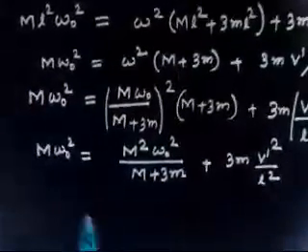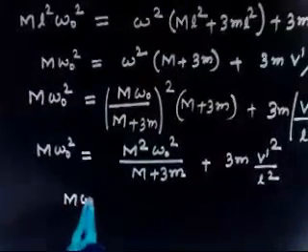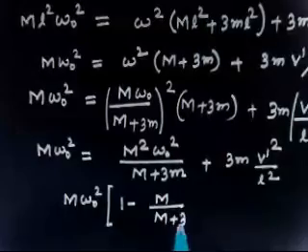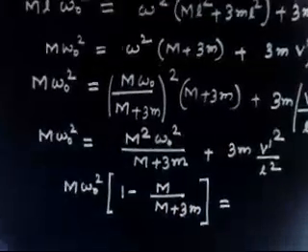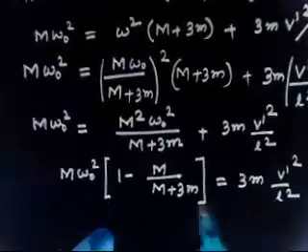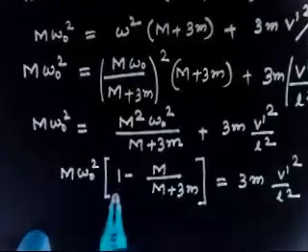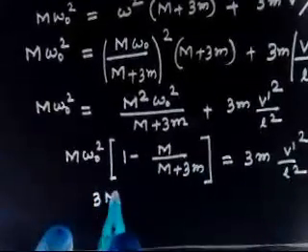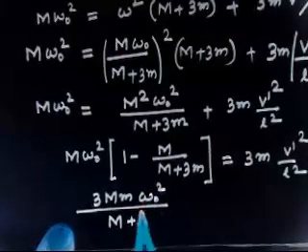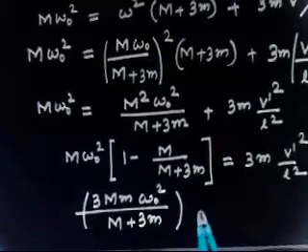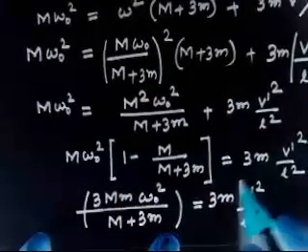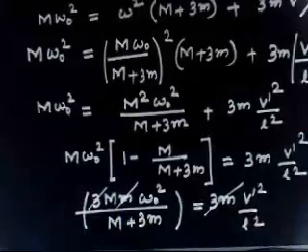Now if I take this side, I will have m omega naught whole square common, 1 minus m by m plus 3m, and this is simply mathematics I am doing, there is no physics involved here, 3m v dash whole square L square. So this will be, m goes out, so we will have 3m into capital M, so 3 small m capital M omega naught whole square divided by m plus 3m is equal to 3m v dash whole square L square. So 3m cancels out, I think you are able to see this one.